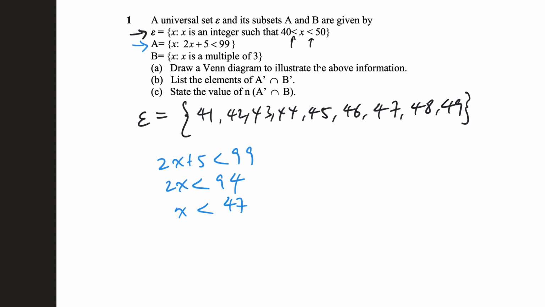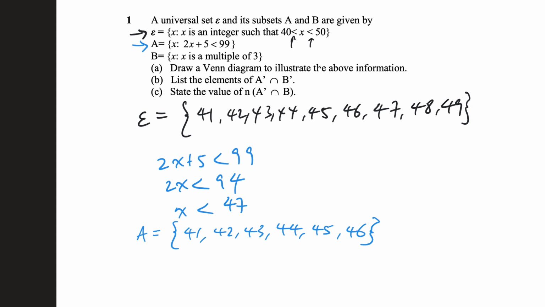Then we look back at the universal set. What are the numbers that are strictly less than 47? We see that it's all these numbers over here. So A basically has all these numbers. We can write that down, where A is the subset with all these numbers. Once again, we do not include 47 because this is strictly less than.